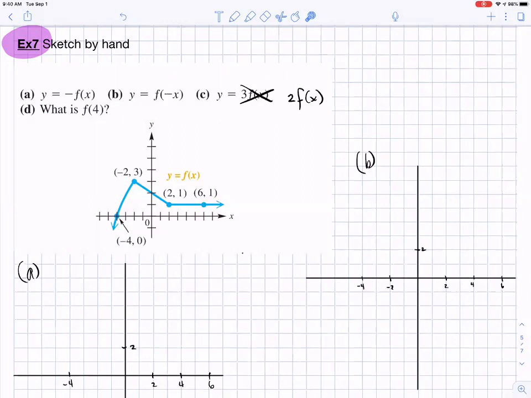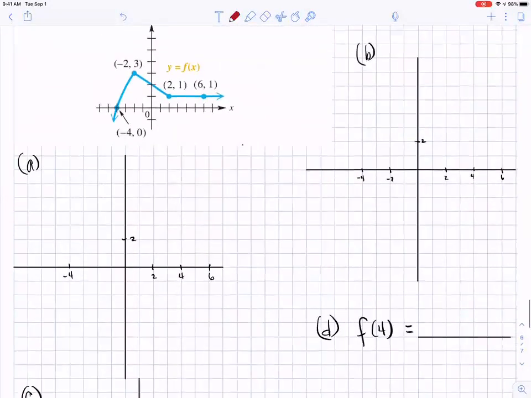Another way to say that, where is the negative? Inside or outside the parent? Outside. And what happens when I have a negative outside the parent? I get a reflection over the x-axis. So there's yet another way to look at that. Pick one and stick with it. All right, so on part A, if I take everything and make a negative y value, but keep the same x value, I'm going to reflect everything over the x-axis.